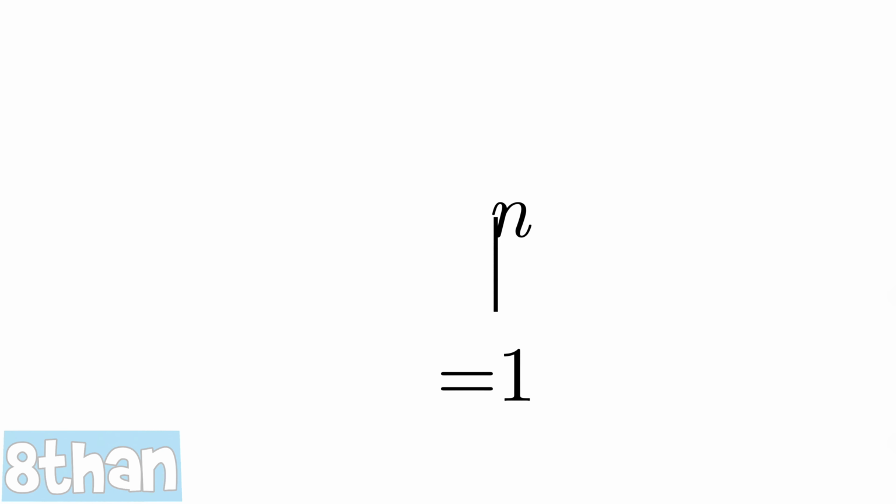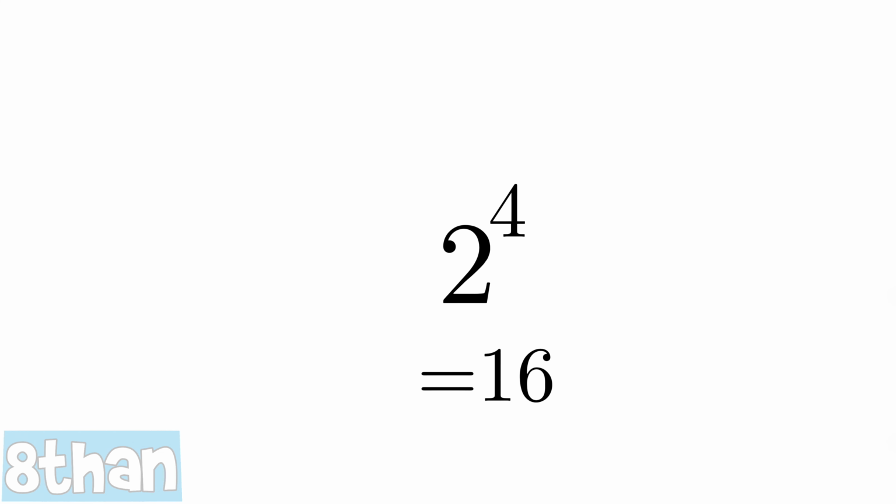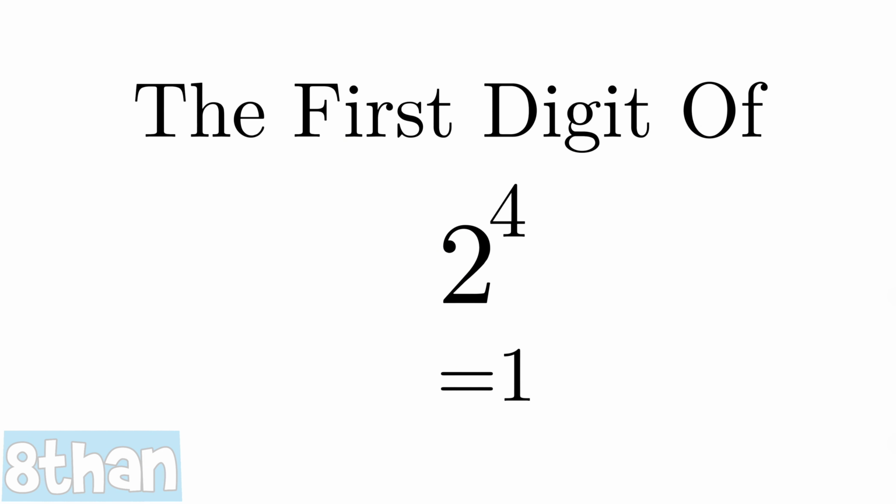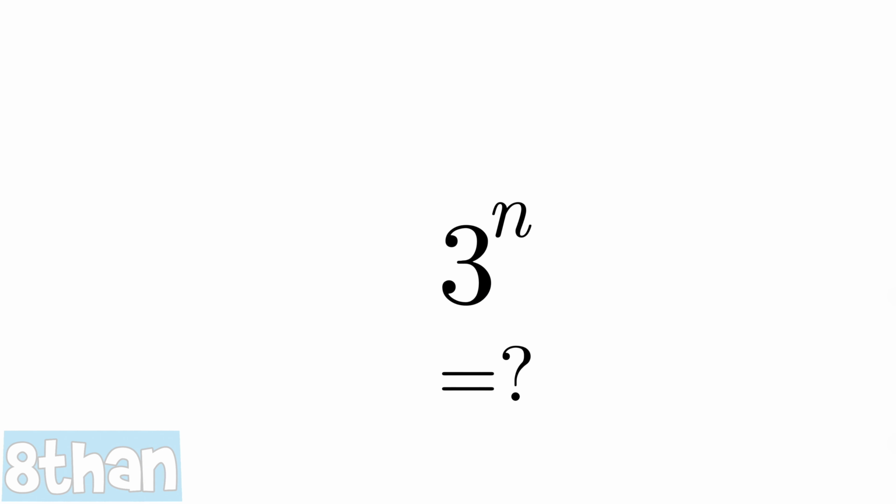So let's set x to 2. 2 to the power of 1 is 2. 2 to the power of 2 is 4. And 2 to the power of 3 is 8. And 2 to the power of 4 is 16. But since we're talking about the first digits of x to the power of n, the answer will be equal to 1.